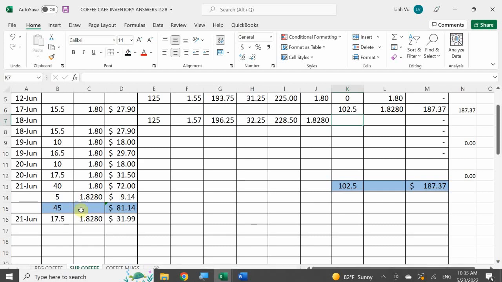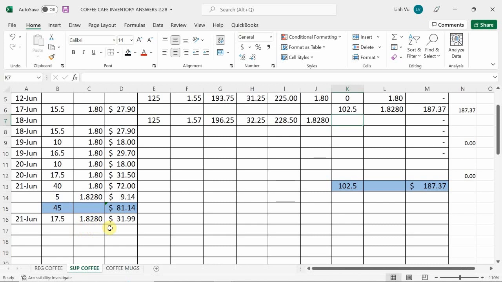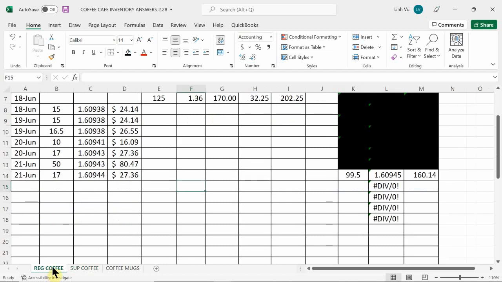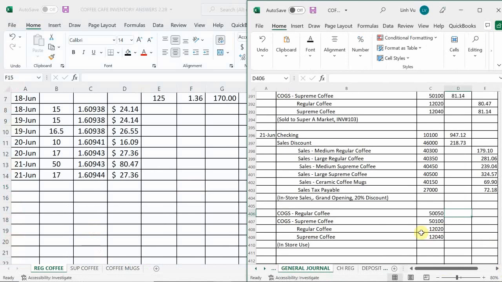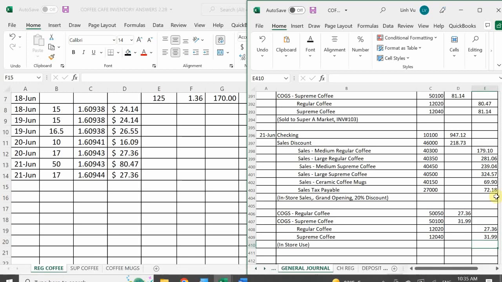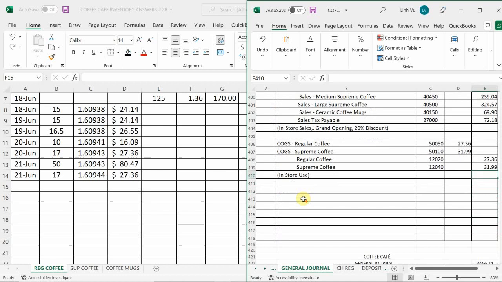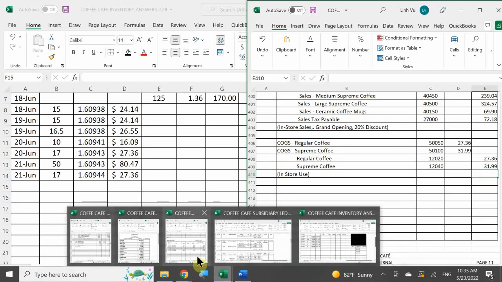So in this case, I sold or used up $31.99 for my Supreme coffee, and I used up $27.36 for my regular coffee. So now I have to update my ledger to match my inventory.